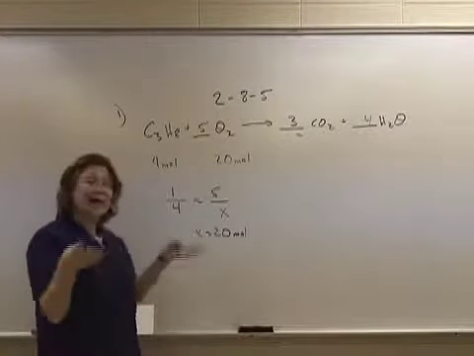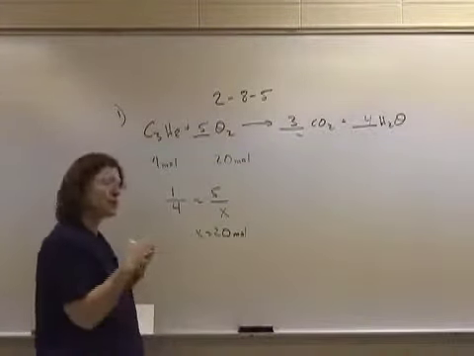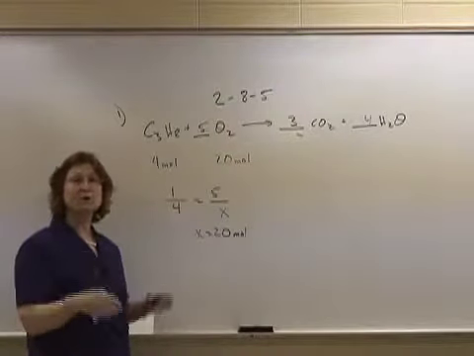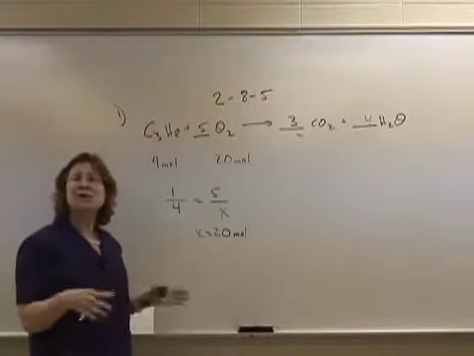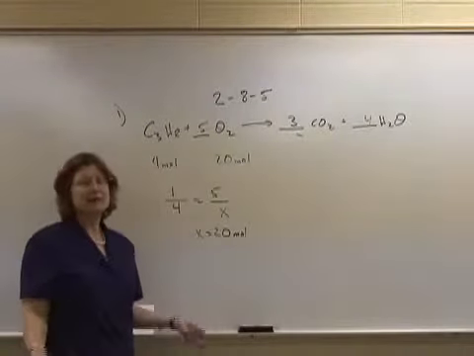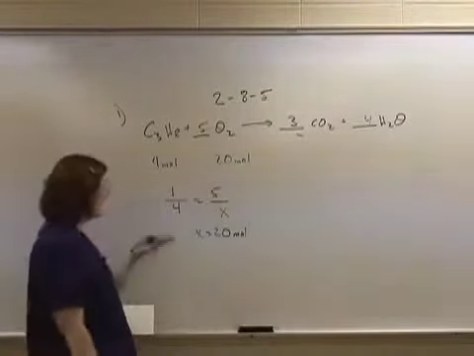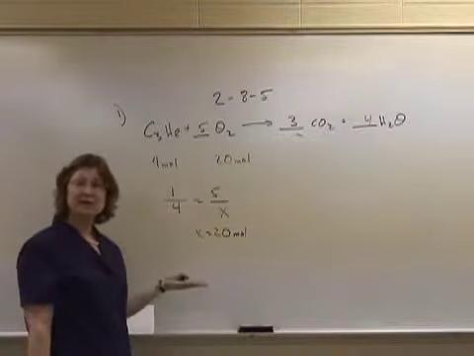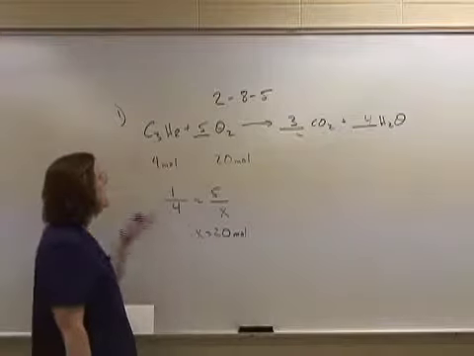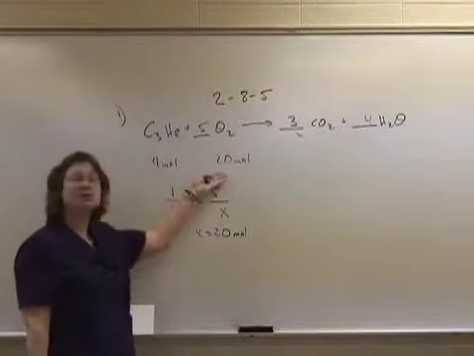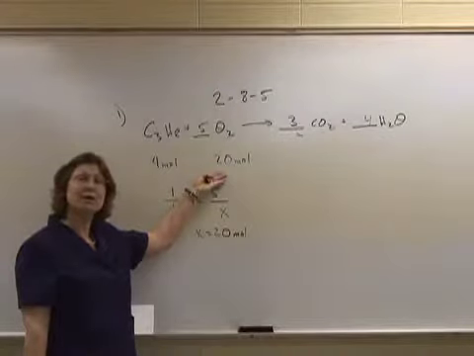Therefore, I'm going to use up everything that I have. There is no limiting or excess reagent. Both are used up exactly. It's as though I was making cookies and I had exactly what I needed in the house and nothing was left over. So there's 0 limiting and 0 excess in this case. I can use either one of these amounts in order to determine the amount of carbon dioxide and water.